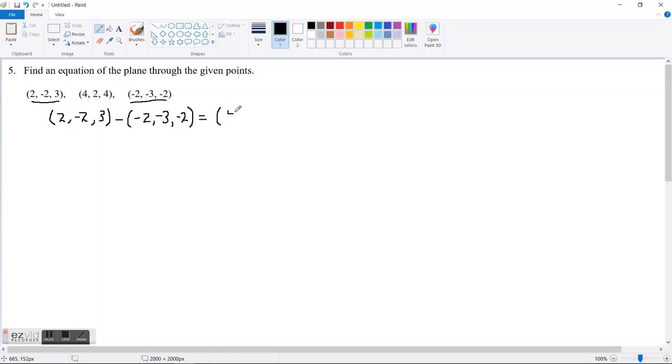So 2 minus a negative 2 is 4. Negative 2 minus a negative 3, that's plus 3, is a 1. And 3 minus a negative 2, 3 plus 2, is 5. So there's one vector in the plane.